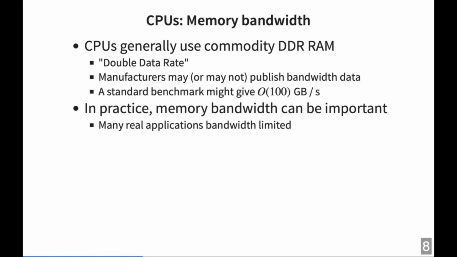For scientific computing, in practice, memory bandwidth is often very important in limiting how fast real applications perform. So particularly if you're in areas such as fluid dynamics, you'll almost certainly be bandwidth limited, and you probably don't really care so much about processor performance in terms of clock speed.